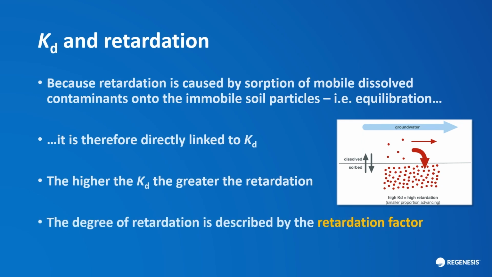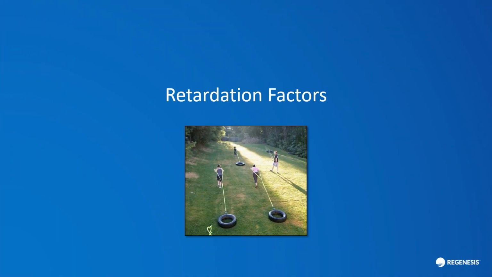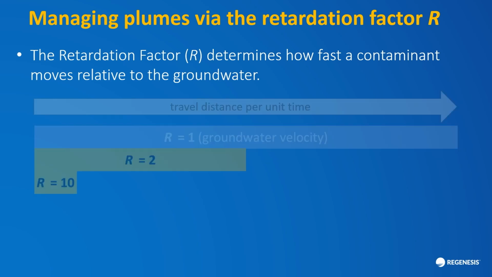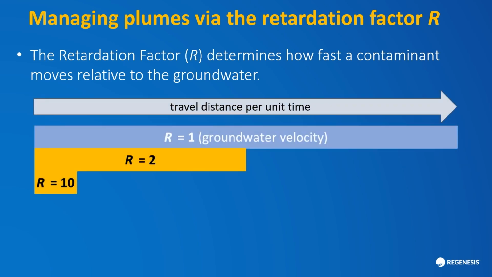The degree of retardation is described by the retardation factor. Let's take a moment to look at retardation factors and complete the foundation to what I want to talk about in the rest of this presentation. A retardation factor determines, as I mentioned, how fast the contaminant moves relative to the groundwater. So if the retardation factor is 1, it's going to move at the groundwater velocity. If this is a travel distance per unit time, the groundwater might move this far per unit time. Something with a retardation factor of 2 is going to move at half the groundwater velocity. Something with a retardation factor of 10 is going to move at 1/10 of the groundwater velocity. So when the groundwater has moved this far, depending on the retardation factor, the amount of movement is slowed significantly.